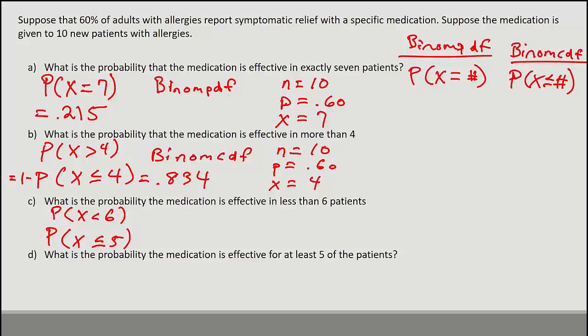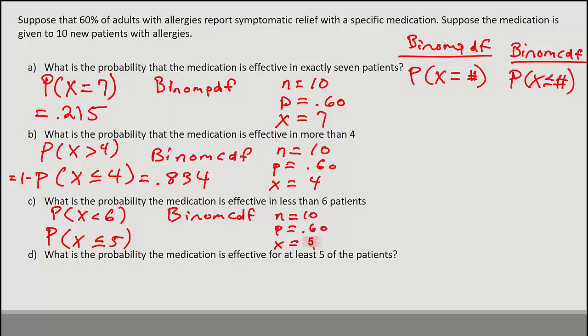And this will always be the case because a binomial random variable is a discrete random variable, meaning there are whole numbers and gaps in the numbers there. So being less than 6 is the exact same thing as being less than or equal to 5. Now that we see that, we know we're dealing with a Binomcdf situation where n is still 10, p is still 0.60, and x is equal to 5.